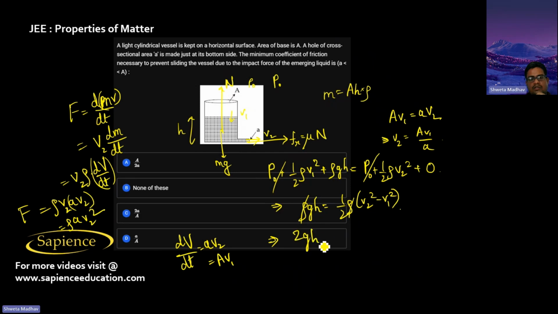This is 2gh, that is equal to v2 square minus v1 square, is A v1 by a whole square minus v1 square. So v1 square into A square by a square minus 1 is equal to 2gh.